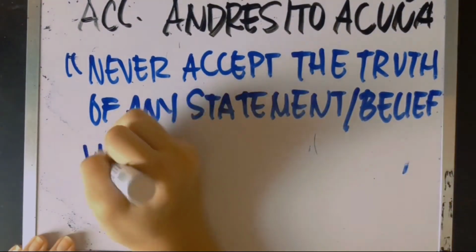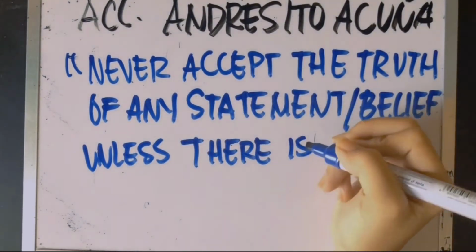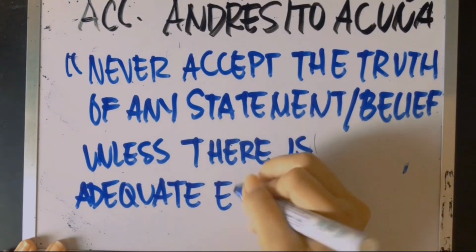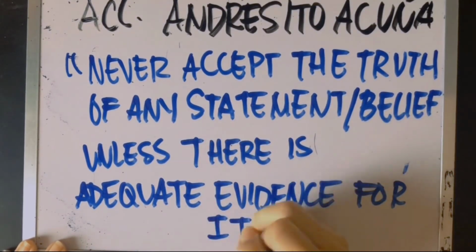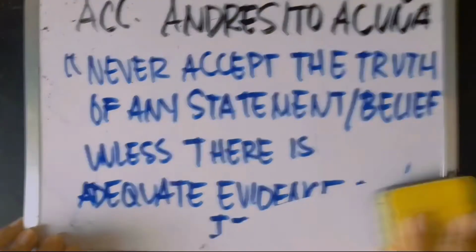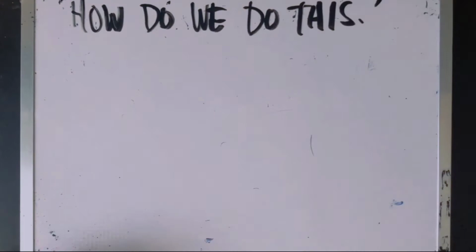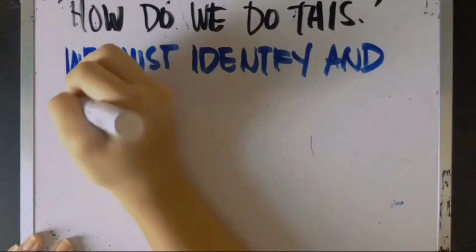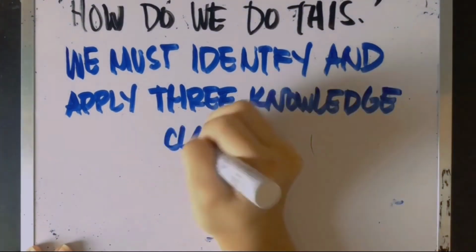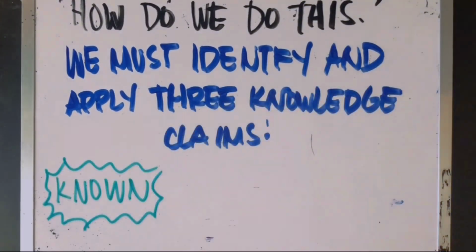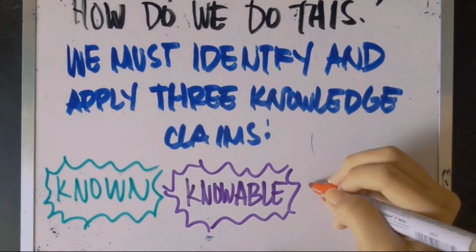Now let's move on to Andresito Acuña's statement regarding our main obligation as critical thinkers. He tells us that we should never accept the truth of any statement or belief unless there is adequate evidence for it. And in order to fulfill this obligation, we must identify the three knowledge claims, namely, the realms of the known, the knowable, and the unknowable.